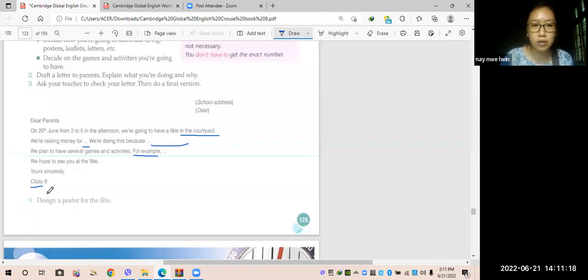That's all. And you don't need to do this. That's all. So you just have to write an invitation letter for the parents. So you can decide on place or date, and you can also decide what kind of charity, and you can also decide on the reason why you are doing the fete.